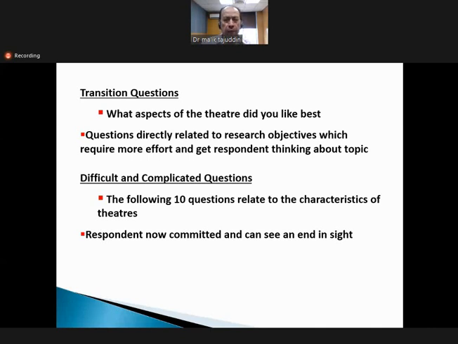Or something like, if the answer to question number 9 is no, please skip question number 10, because question number 10 is asking something in depth about question number 9. So these are the transition questions. Then difficult and complicated questions: the following 10 questions relate to the characteristics of the theater. The respondent is now committed and can see an end in sight.